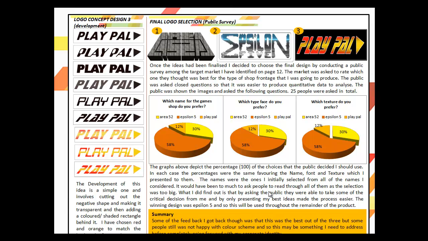So for example, even when I asked the public, although they chose number 2, which is Epsilon 5, which is one that I wanted them to choose, so I juggled the figures to make that happen, some of the feedback that I took on was that it's not the best presented, and that the winning design could be developed a bit further, basically, which is what I'm going to look at. So I've put some of that in the summary.